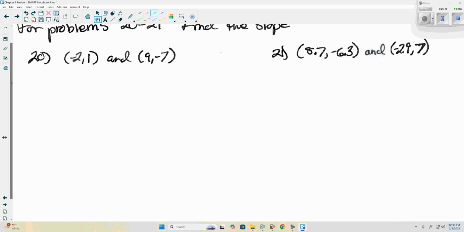Find the slope. Slope formula is what? Delta y over delta x, yes? Delta just means change. Change in y over change in x, because that's what we're doing. y2 minus y1 over x2 minus x1. How much or how far is the y value changing over how much is the x value changing? So for 20, we can say negative 7 minus 1 over 9 minus negative 2.